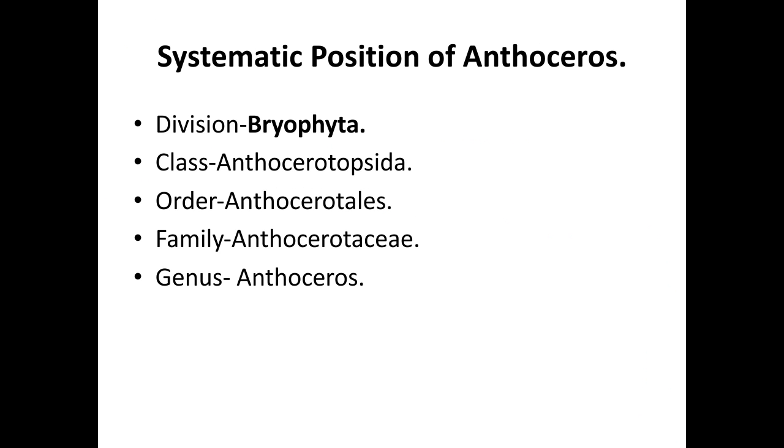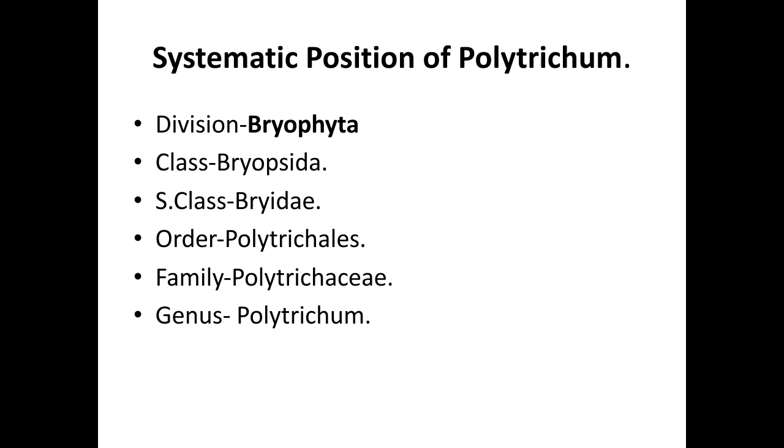Then genus Anthoceros: capsule partly covered with involucre at the base, and stomata are present on capsule wall layer. Then Nostoc colonies are inside the thallus of Anthoceros plant. The next, systematic position of Polytrichum.